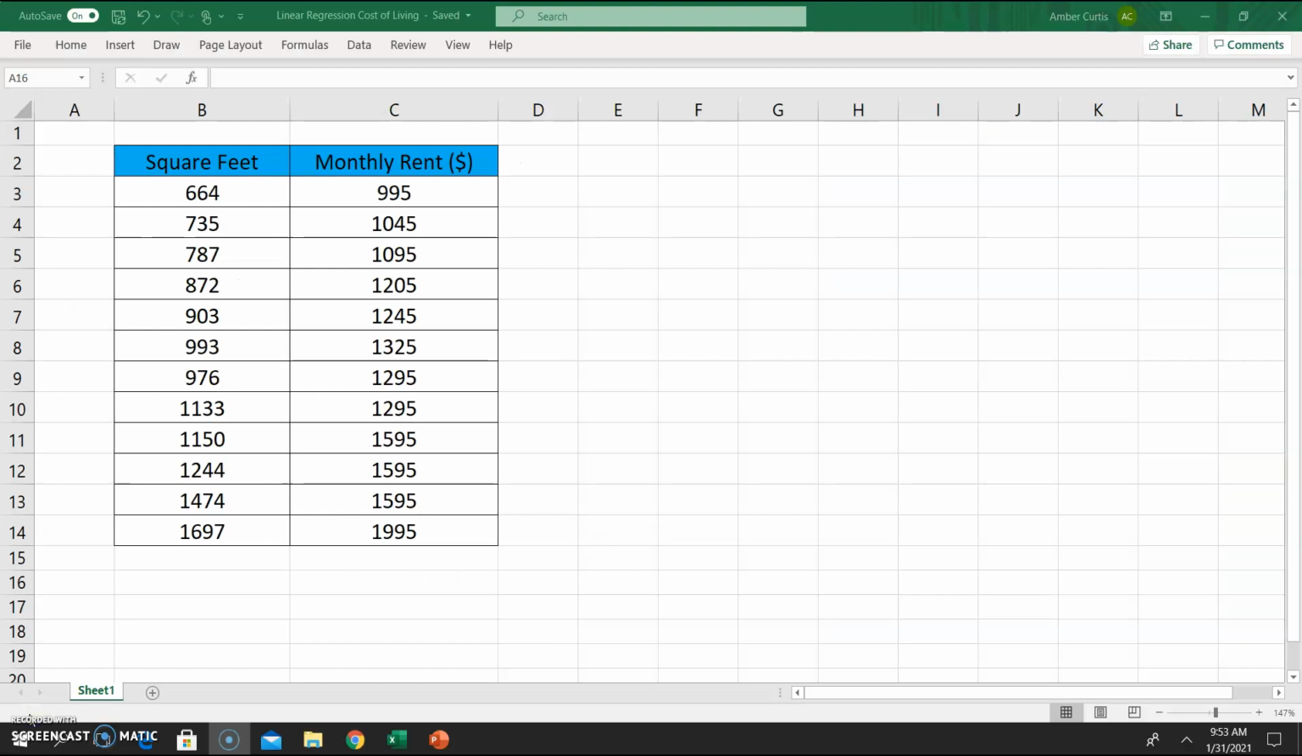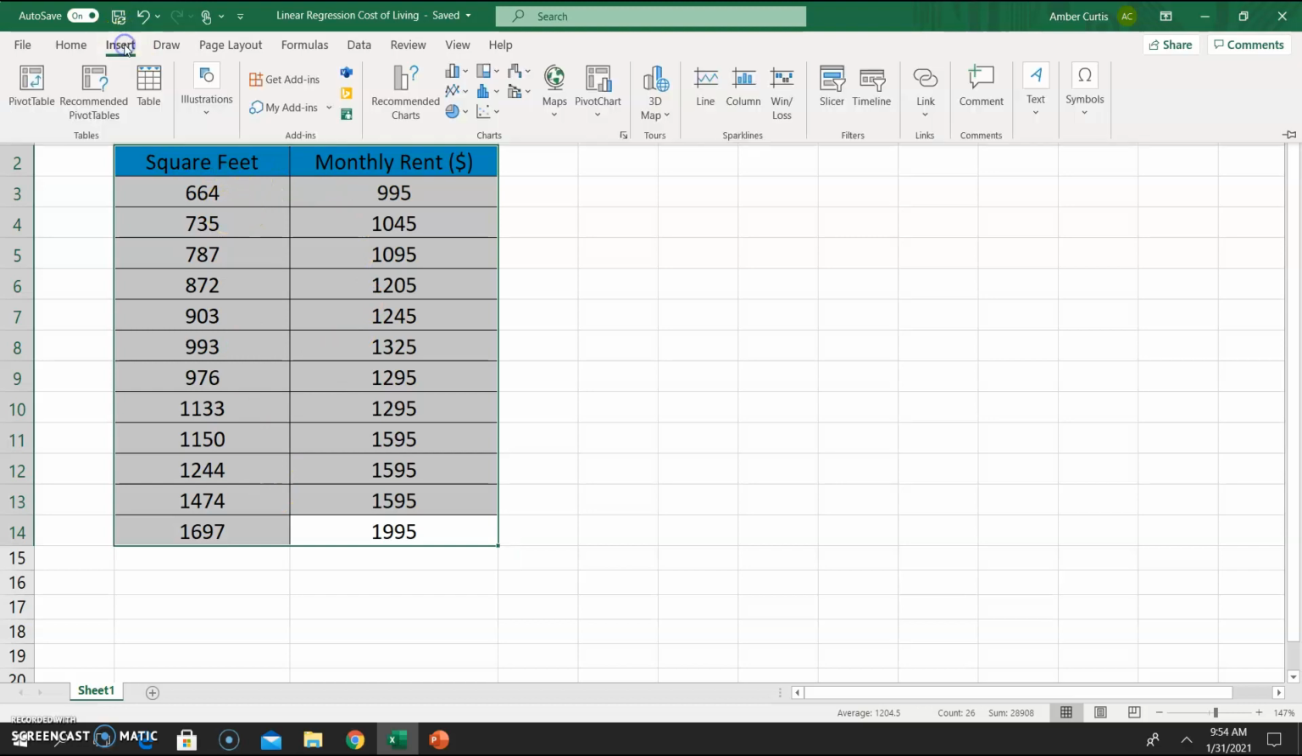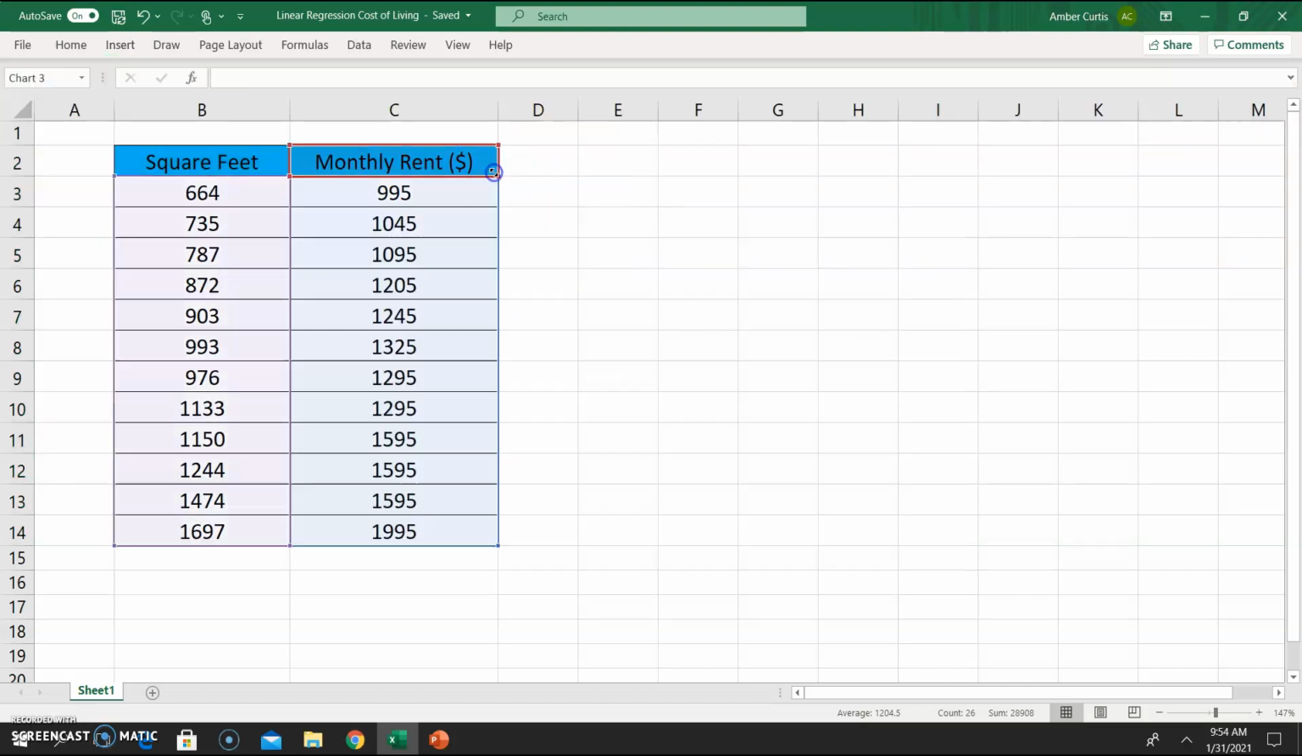All right, so in order to do linear regression, we must use a spreadsheet program like Google Spreadsheets or Numbers or Excel. In this case, we're going to use Microsoft Excel. So we have all of our data inputted into a table. The first thing we're going to do, if you remember from before, is highlight both columns, our square foot and our monthly rent. We're then going to go to Insert, Chart, and click Scatter Plots. And we're going to select our first option here.